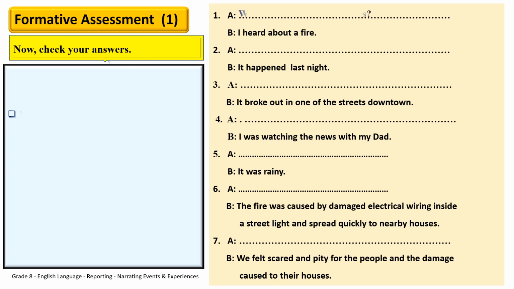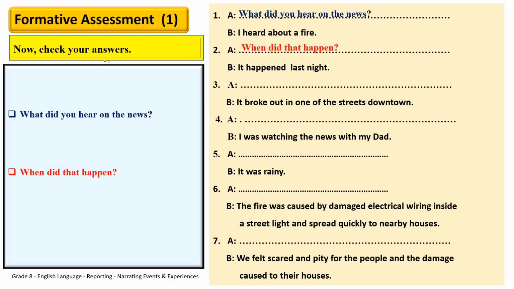Let's start with 1A. What did you hear on the news? B. I heard about a fire. 2A. When did that happen? B. It happened last night. 3A. Where did it happen? B. It broke out in one of the streets downtown.